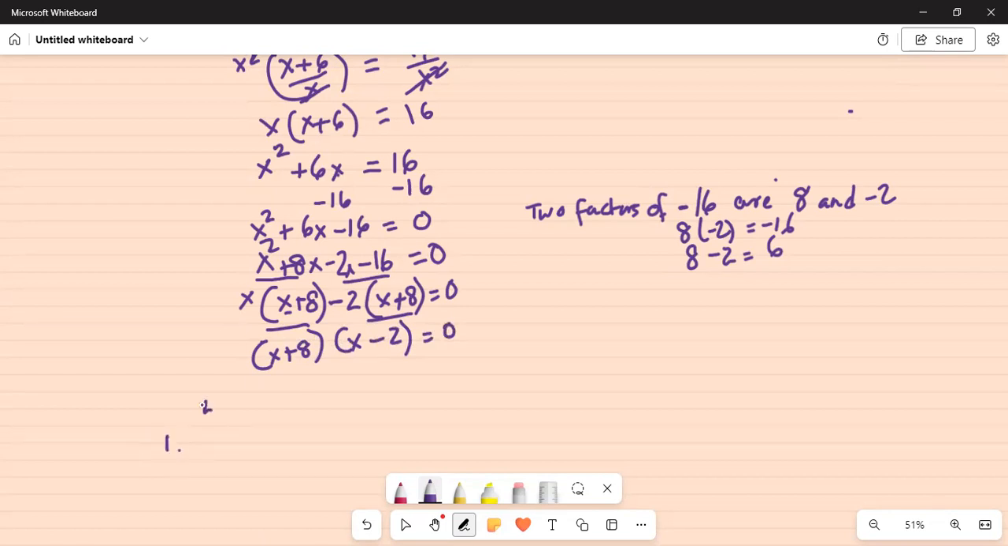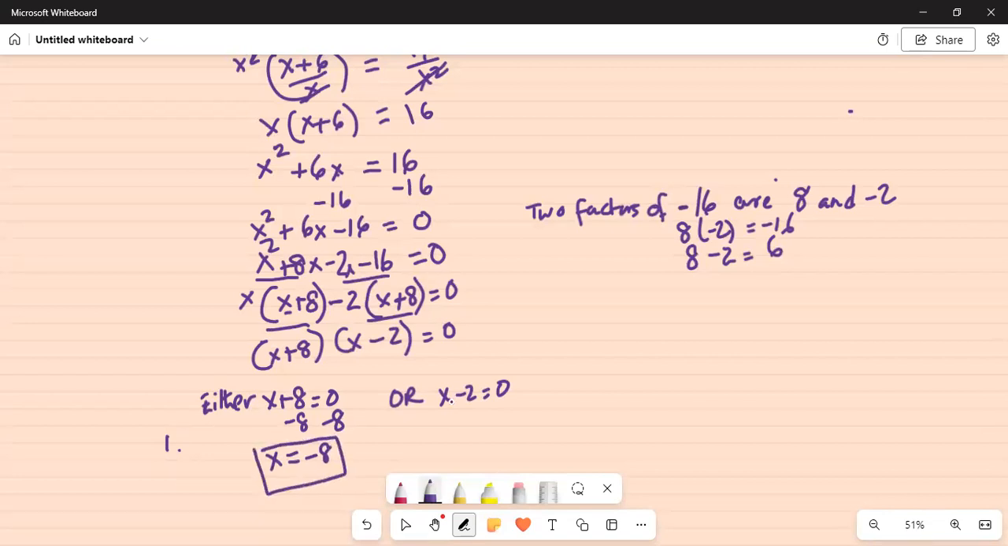So either x plus 8 is 0 or x minus 2 is 0. In this case, subtract 8 on both sides. So x is minus 8, one possibility. And here you add 2 on both sides. So x is equal to positive 2. So what are the solutions? The solutions are 2, comma, minus 8.